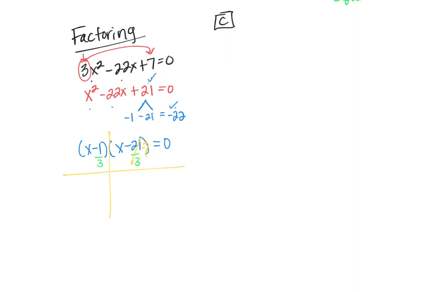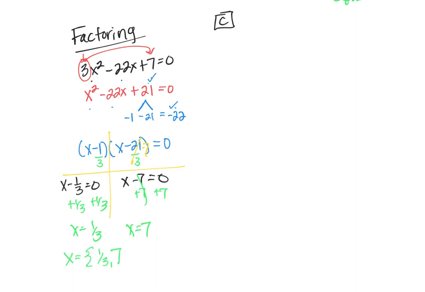And remember, each factor gets set equal to 0. We have x minus 1/3 equals 0, and x minus 7 equals 0. We solve each of these for x. We add 1/3 to both sides, so we get x equals positive 1/3. We'd add 7 to both sides, so x is equal to positive 7. Those are our two solutions for this equation, equation C. X is equal to, in braces, we'd put 1/3 and positive 7.